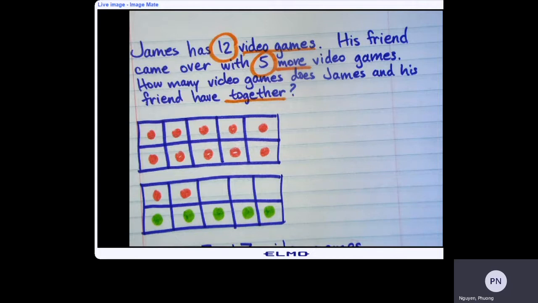Another example of a math model is a number bond. Remember the three circles? That's the number bond. So I'm going to draw that, and I have space right here. I'm going to draw it right here.